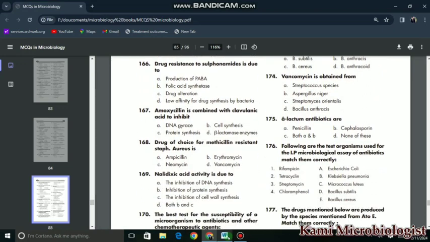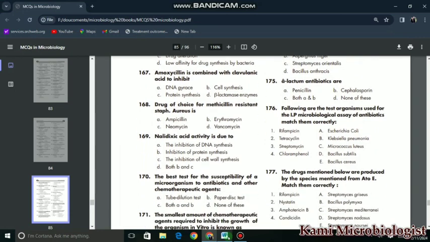166 MCQ says that drug resistance to sulfonamide is due to the folic acid synthetase enzyme. So B is the correct option. 167 says that amoxicillin is combined with clavulanic acid to inhibit what? It actually inhibits the beta lactamase enzymes. D is the correct option. Drug of choice for methicillin resistant Staph aureus is vancomycin. D is the correct option. Nalidixic acid activity is due to the inhibition of DNA synthesis. A is the correct option.